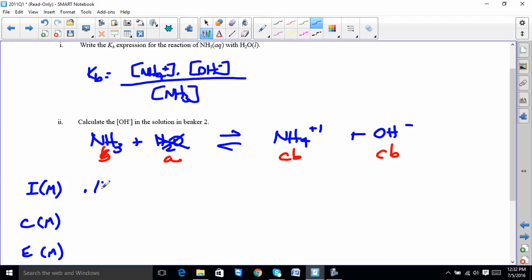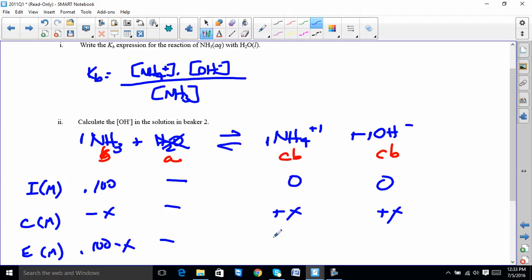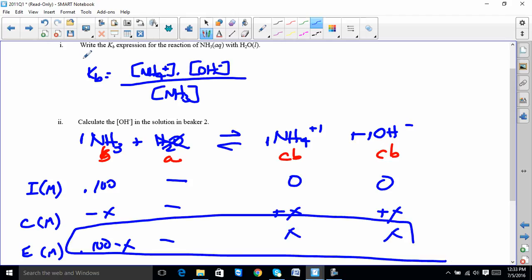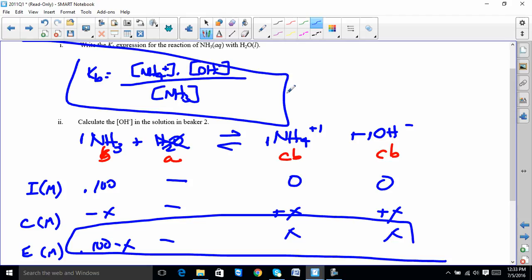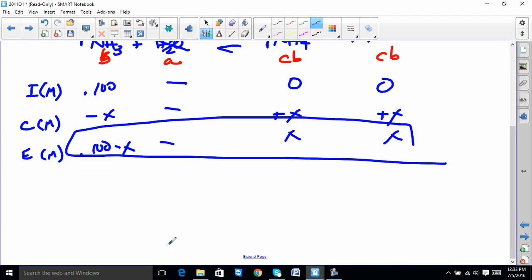So this is 0.1. This is 0. This is 0. This is not used. This goes down some amount, and this goes up the same amount because it's a 1 to 1 to 1 mole ratio. The reactant goes down, the product goes up. And then you add these together, so 0.1 plus negative x is 0.1 minus x, x, x. And then you use this row and this expression to calculate what x would be. I'm going to hit extend page.